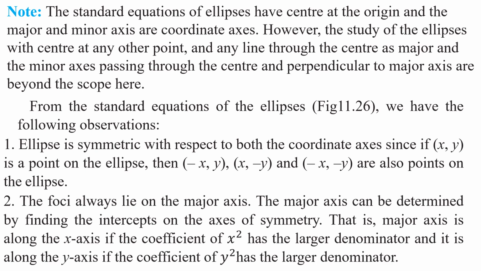Previously I told you, if the coefficient of x square has the larger denominator, then the major axis is along the x-axis. If the coefficient of y square has the larger denominator, then the major axis is along the y-axis. Please remember these points, my children, which are very helpful in finding the equation of an ellipse.